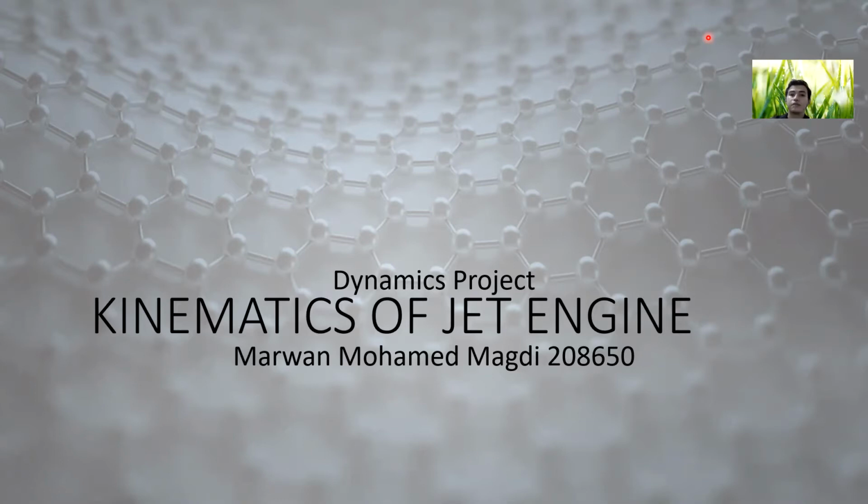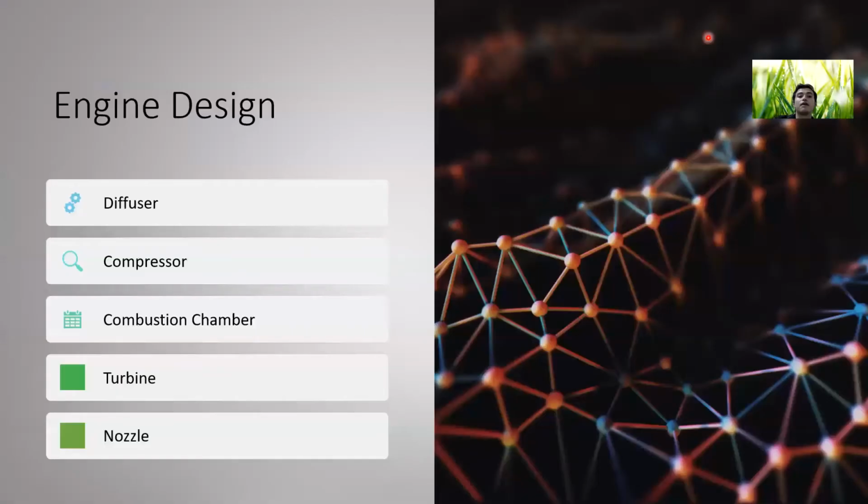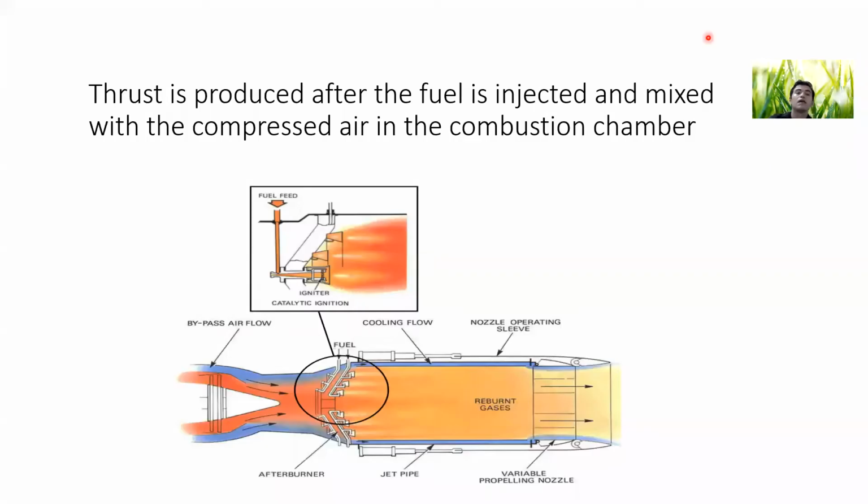Today we're going to talk about the kinematics of jet engine. The basics of it is you have five components: the diffuser, the compressor, which sometimes has multiple stages, and the combustion chamber, the turbine, which gives power, and the nozzle where the exhaust gas is ejected.